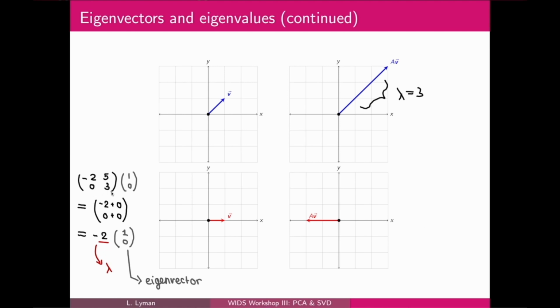Similarly, if we perform the multiplication A times (1, 0), we're left with negative 2 times (1, 0). This means that (1, 0) was also an eigenvector, only now with eigenvalue lambda equal to negative 2. This eigenvalue is reflected graphically. Given the original vector (1, 0) in red, denoted here by v, A times v flips the eigenvector across the y-axis and scales it by 2.